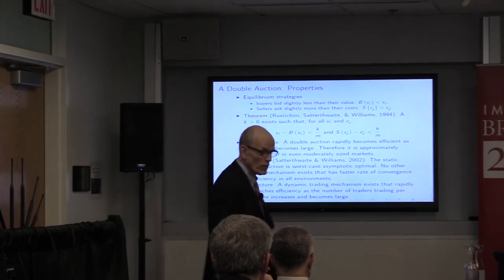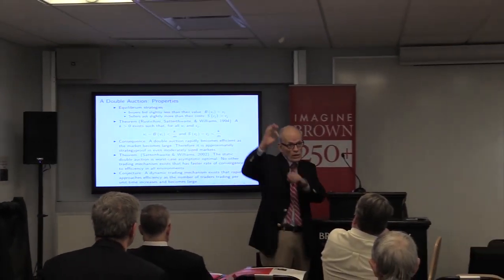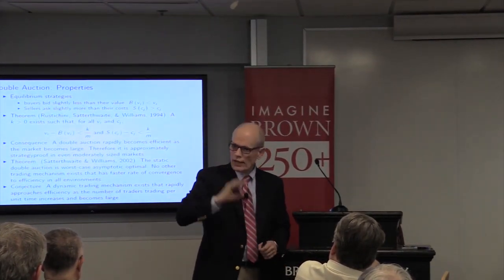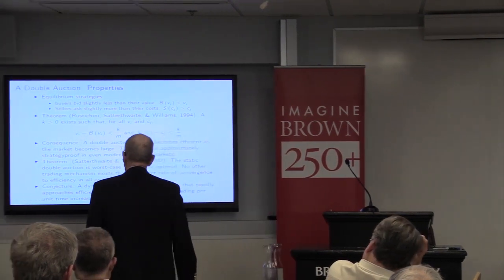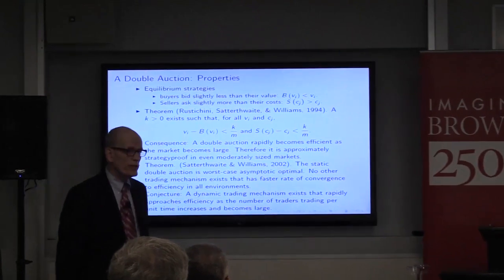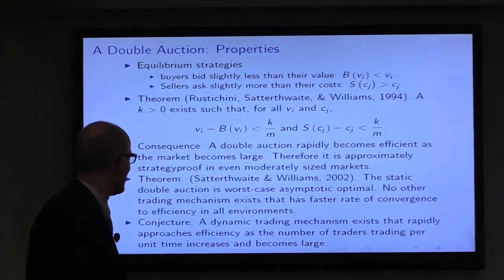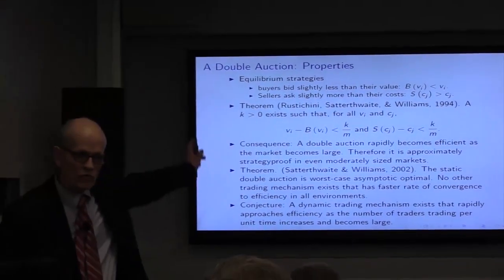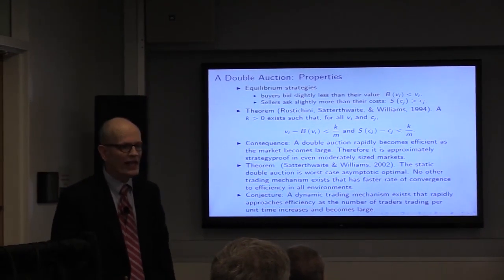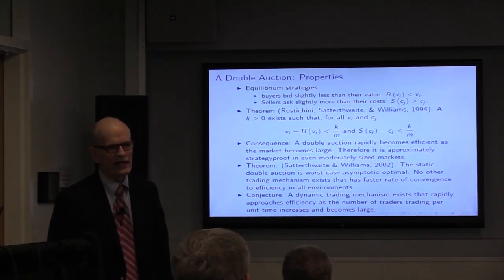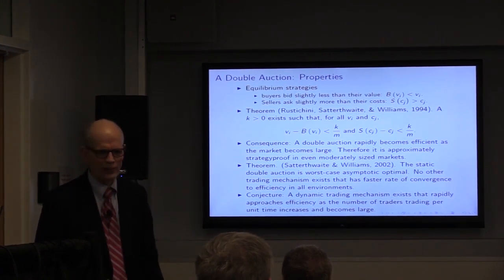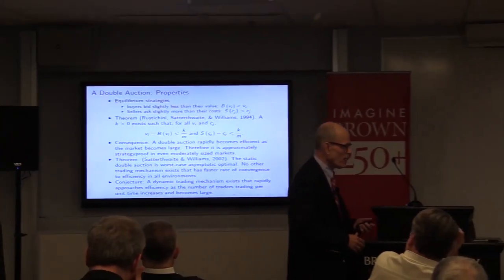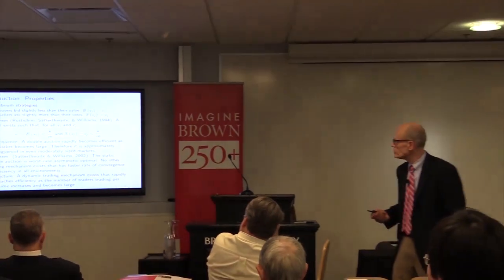And remember, why do we trade sometimes? It's because your value is greater than my cost, but once we vet it through our bid and ask, it reversed and we didn't trade. So a second theorem is about this double auction and its rate of convergence to efficiency as M gets large: no other mechanism has a faster rate. It's worst case optimal. It turns out the worst case is when you've got the linear, uniform beliefs that we've been using all along for examples.